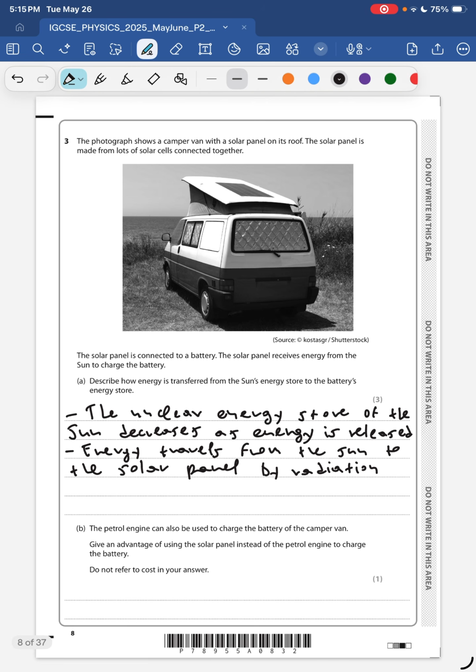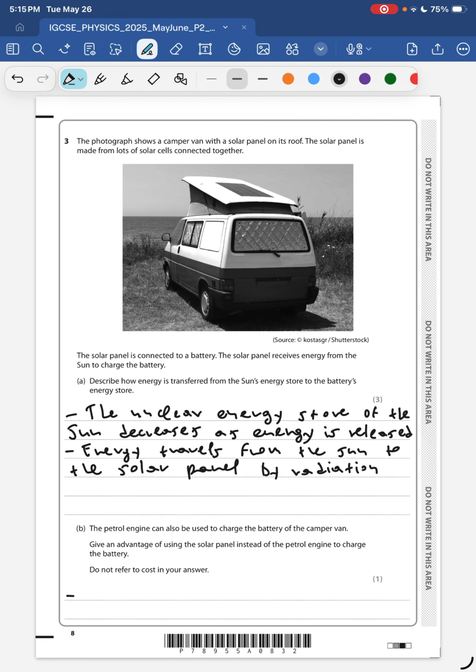Let's go back to read the second question. The petrol engine can also be used to charge the battery of the camper van. Give an advantage of using the solar panel instead of the petrol engine to charge the battery. Do not refer to cost in your answer. That was the first thing that occurred to me. Come on. So, let's write the answers.